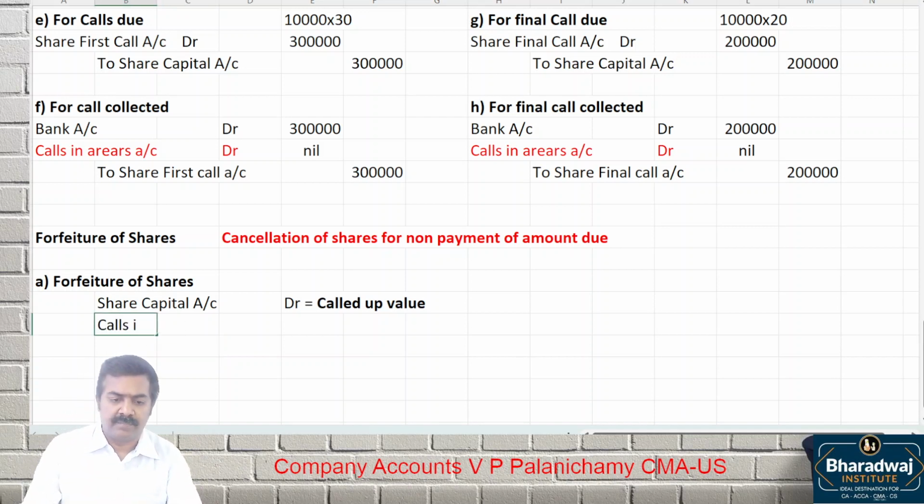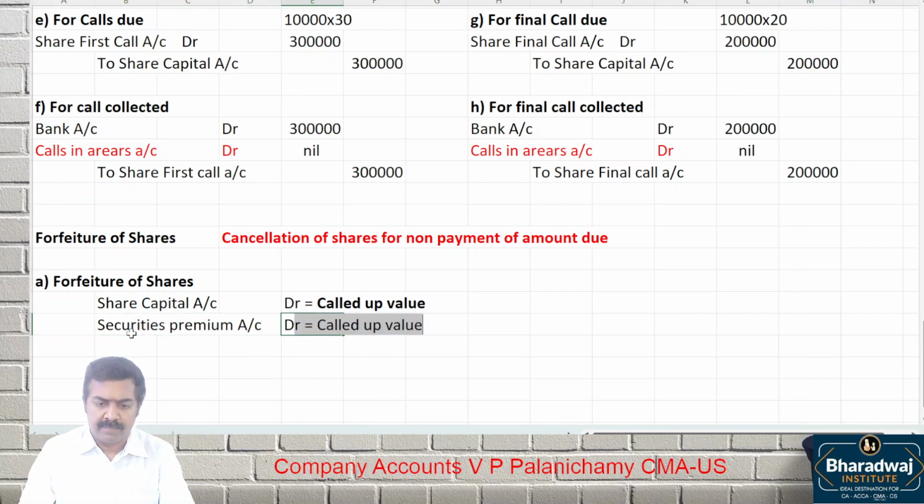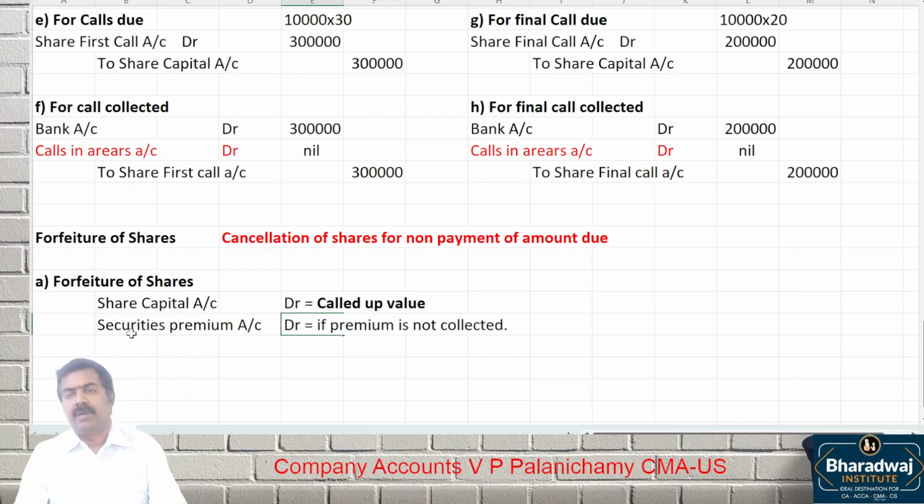Then calls in arrears account debit. Sorry, not calls in arrears. Securities premium account debit. If premium is not collected, if the premium is not collected, cancel that also. Share capital account debit, then securities premium account debit. When will you put securities premium account debit? If the premium is not collected.